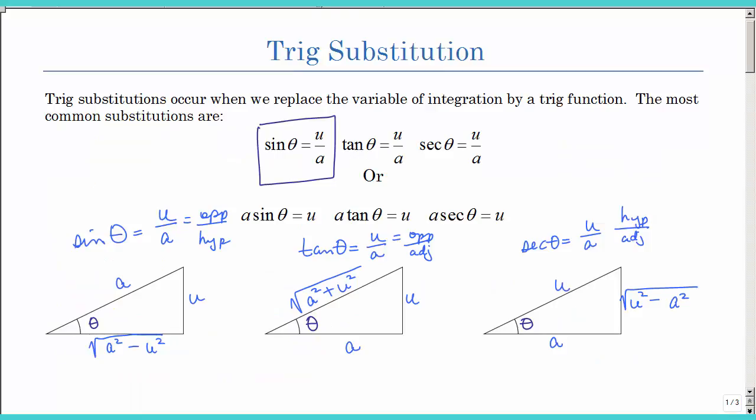So we have the sine of theta with that square root, the tangent of theta. Now yes, the arctan didn't have a square root, just trying to show the similarities. We do have an a squared plus u squared, and your secant has the square root of u squared minus a squared. So when do we need to use trig substitution?